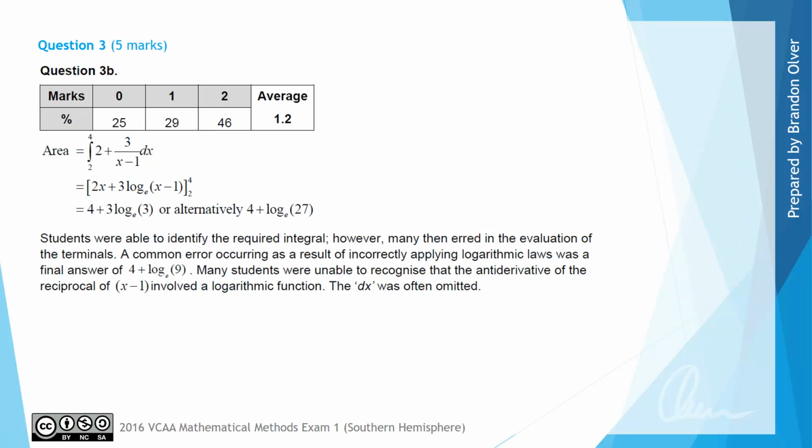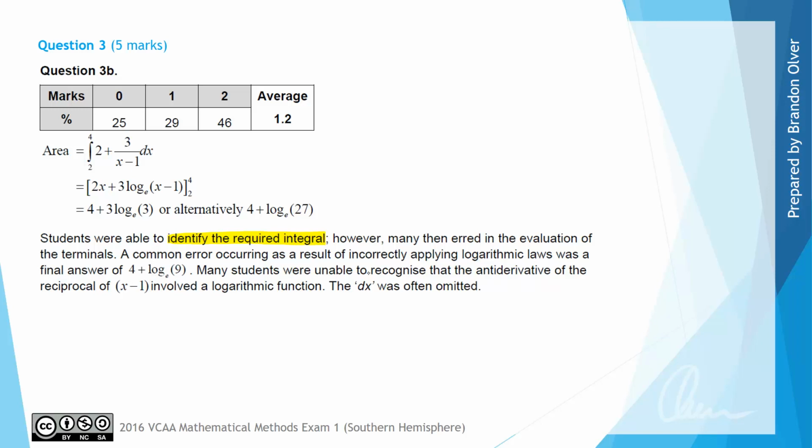So from the examiner's report, we can see that a lot of students progressed on this question, with 46% of students getting full marks and another 30% of students getting 1 mark. So the examiners went on to say that many students were able to identify the required integral that would give the area. However, many students made an error in evaluating the terminals. A common error occurred as a result of incorrectly applying the logarithmic laws, and that often gave an incorrect answer of 4 plus log e of 9.